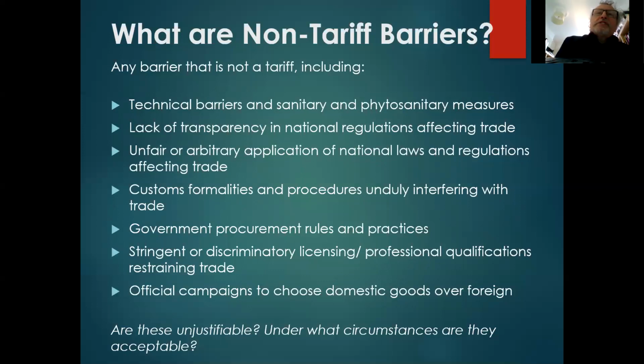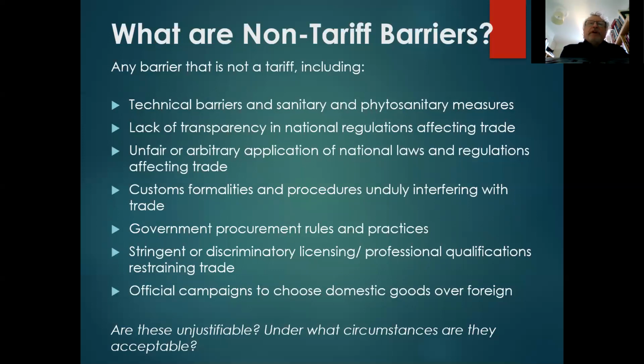Lack of transparency in national regulations affecting trade. This does restrict trade. If an exporter isn't fully aware of what the rules are, that can be unfair if that lack of transparency is deliberate, and transparency itself obviously facilitates trade, so that people know what they need to do to export their goods to another country. Then there is unfair or arbitrary application of national laws and regulations affecting trade. So not just the laws and regulations, but how they're actually applied can be unfair.